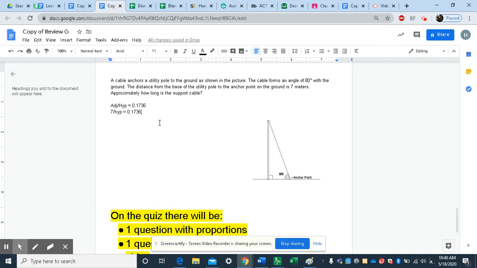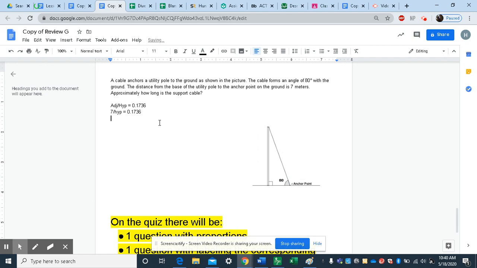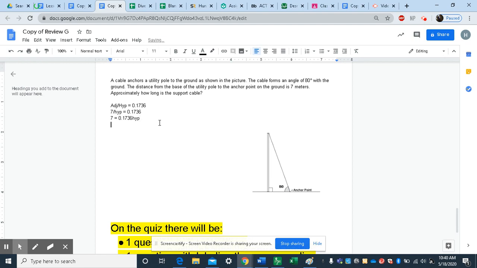So in order to get the hypotenuse off the bottom of the fraction, we're going to multiply both sides. So we end up with 7 equals 0.1736 times the hypotenuse. So now to get the hypotenuse by itself, we're going to divide both sides by the decimal. So we have 7 divided by 0.1736, which equals 40.32 meters, equals our hypotenuse.